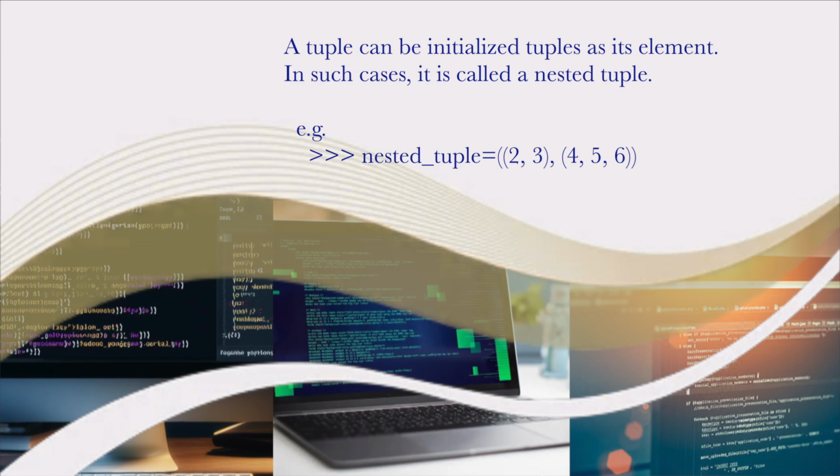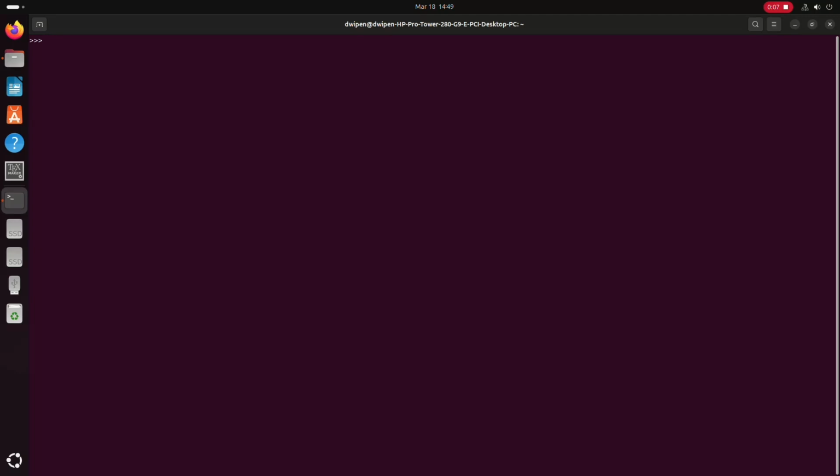Here we see the initialization of a nested tuple called nested tuple, consisting of two tuples, one containing items 2, 3 and the other tuple containing items 4, 5 and 6. Let us demonstrate this example.